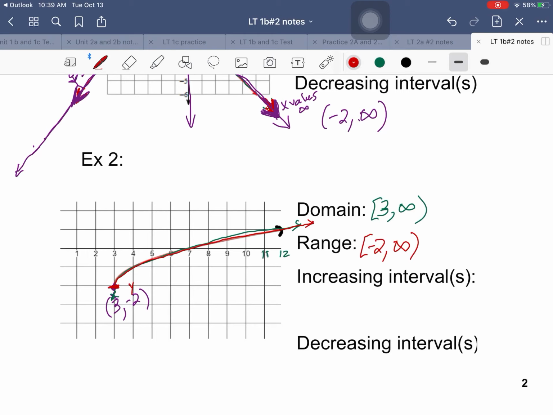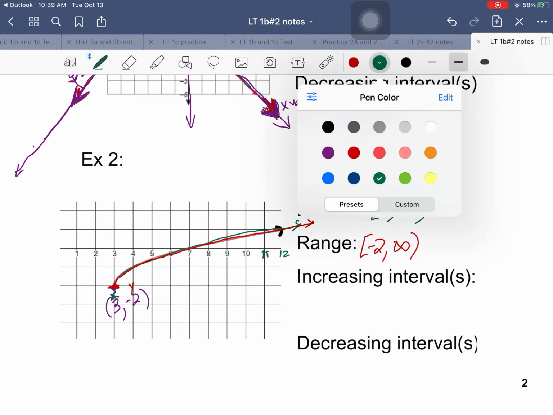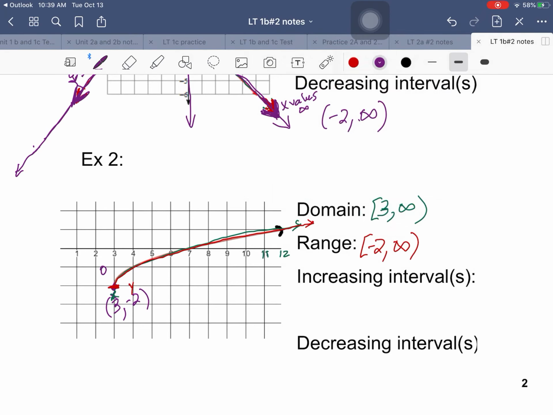Now, increasing, decreasing intervals, we've got to look at labeling. Label the graph first. Think of yourself walking on it, or it's a roller coaster. Start on the left, and you're going to go to the right. As you go to the right, the graph will continually increase forever. So the whole graph is increasing. So there is no decreasing intervals.